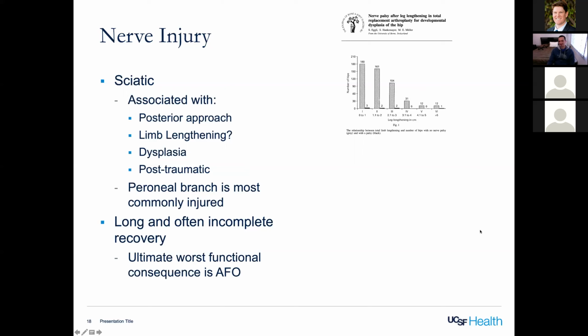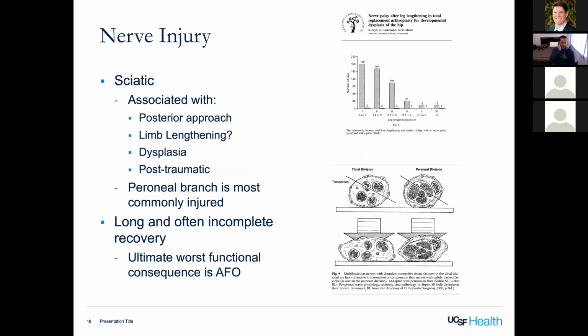Any ideas where the fibers are located in the nerve? Yeah, so it's the distribution of fibers in the nerve. If you look at the tibial division and the peroneal division, the tibial division at that level actually has a significantly higher amount of connective tissue in between the fascicles compared to the peroneal division. So if both are squished, the nerve fibers in the tibial division have somewhere to go, and the peroneal division don't. That's the theory, anyways.